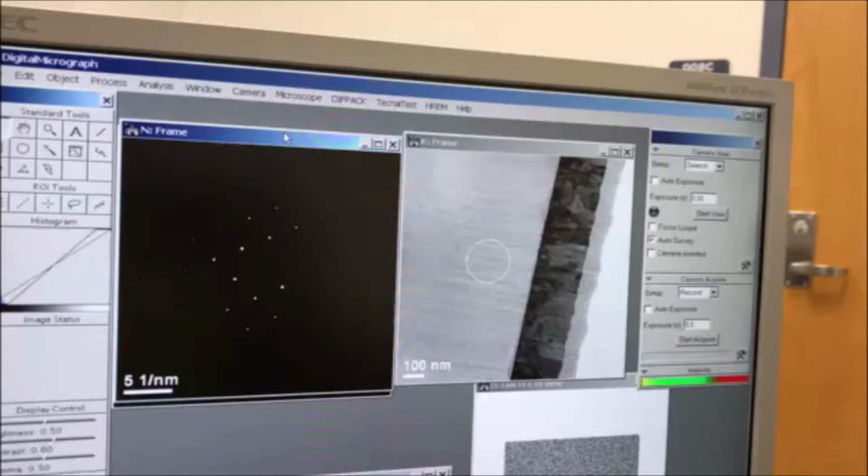Now on the left, I have the selected area diffraction pattern that I recorded from the silicon, and it corresponds to roughly that area indicated by the circle in the image. So this is my test specimen. This is the diffraction pattern that I got from that test specimen. And now I know ahead of time what the diffraction pattern should look like and how it correlates to a direction in the actual image.